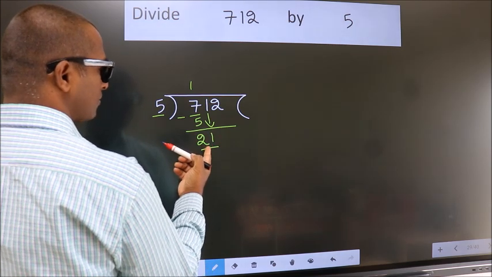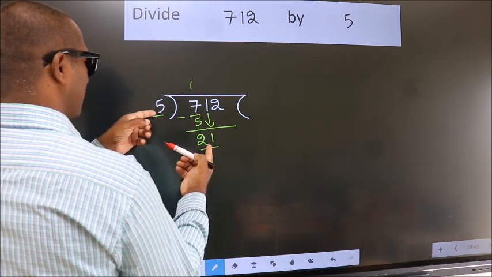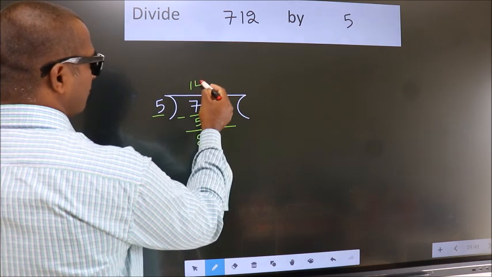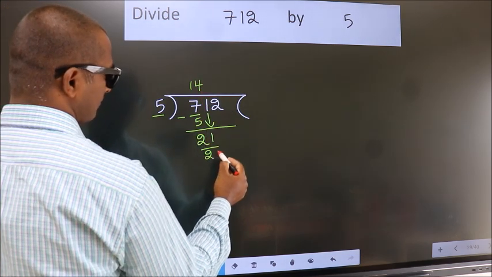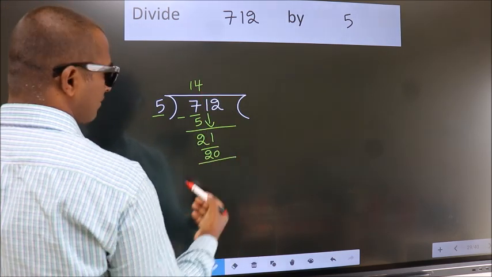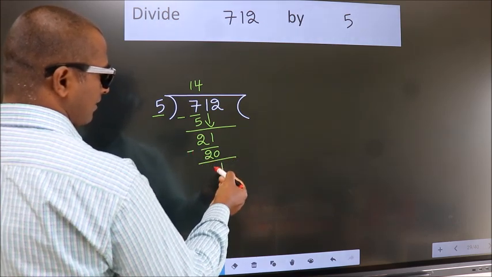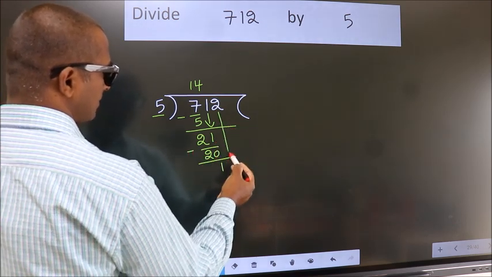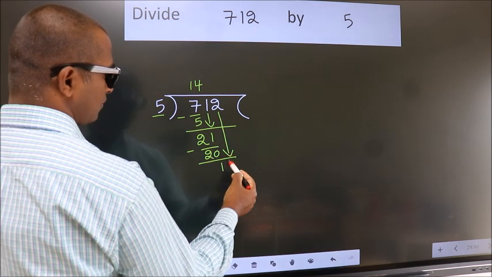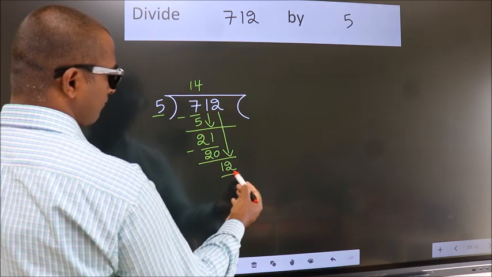A number close to 21 in the 5 table is 5 fourths, 20. Now, we subtract, we get 1. After this, bring down the beside number, so 2 down, so 12.